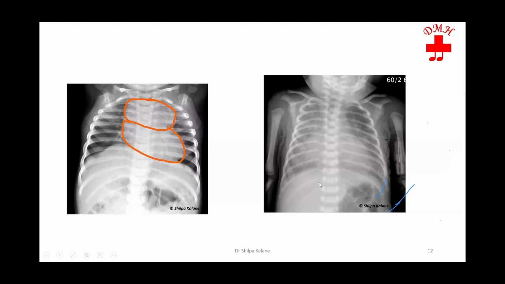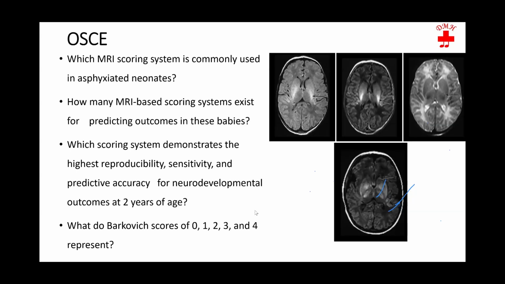The flow across the PFO would be right to left, right? That is a simple test. Yes, which will tell us that this could be TAPVC. Okay, that's simple.